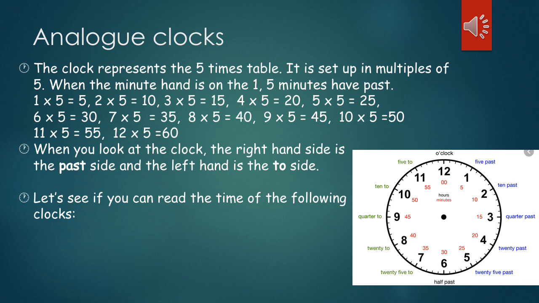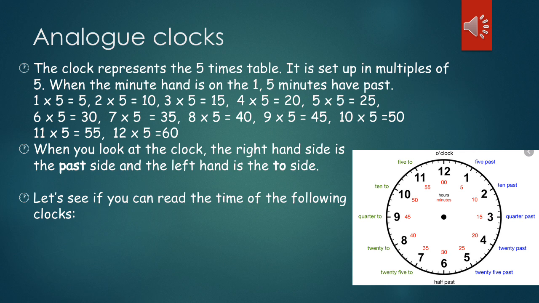Analog clocks. The clock represents the 5 times table. It is set up in multiples of 5. When the minute hand is on the 1, 5 minutes have passed. 1 times 5 equals 5. 2 times 5 equals 10. 3 times 5 equals 15. 4 times 5 equals 20. 5 times 5 equals 25. 6 times 5 equals 30. That's also a half an hour.